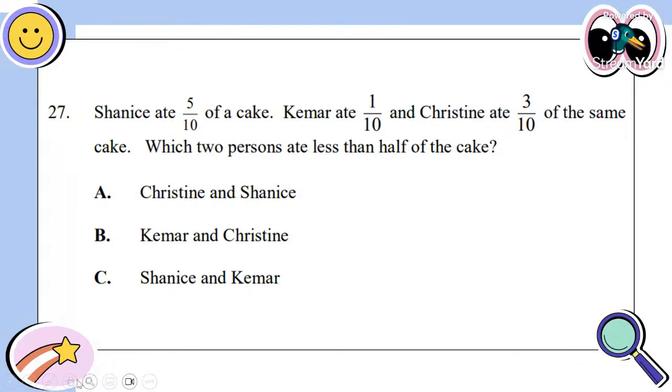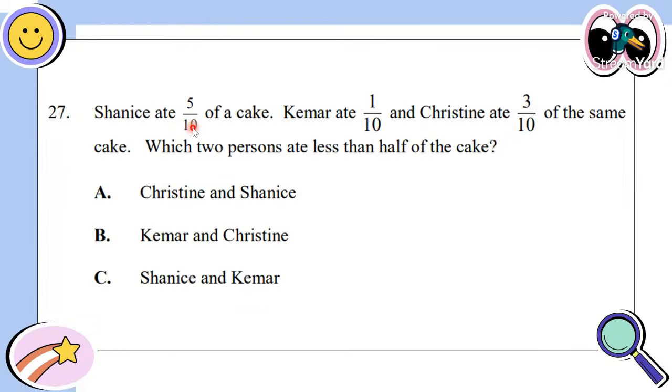Shanice ate 5/10 of a cake. Kemar ate 1/10, and Christine ate 3/10 of the same cake. Which 2 persons ate less than half of the cake? So Shanice ate 5/10 of a cake.